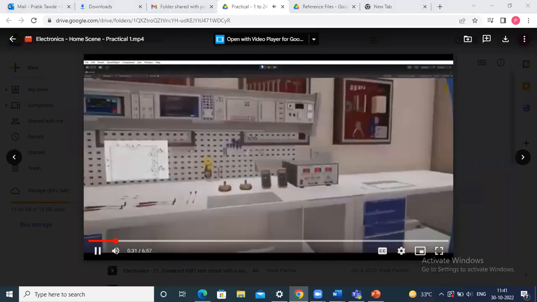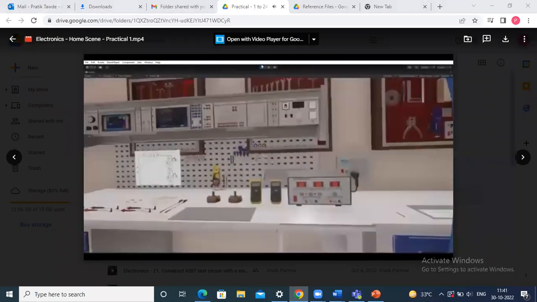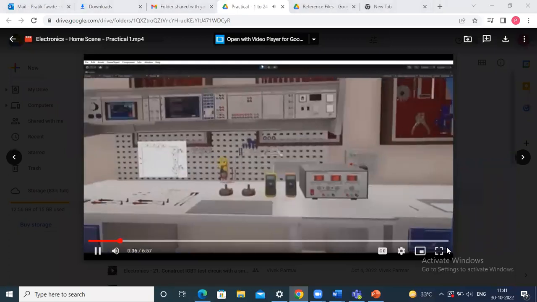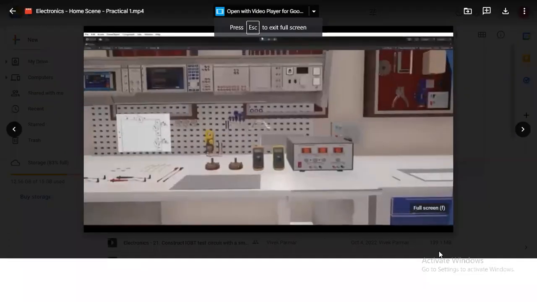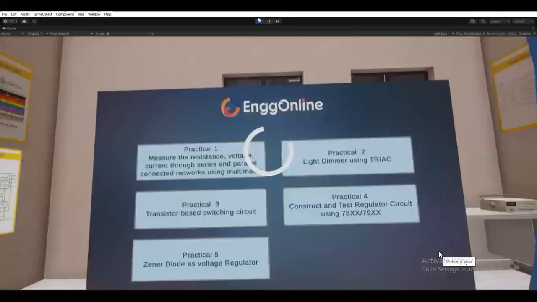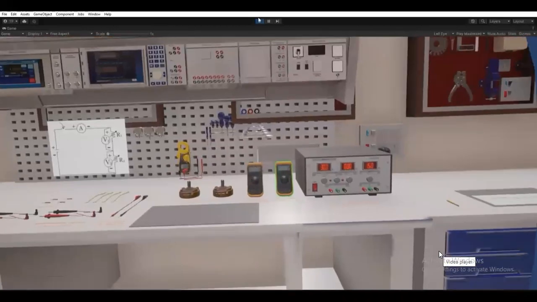Regulated power supply 0 to 30 volts DC, 2 ampere. Voltmeter, suitable voltage range 0 to 20 volts. Ammeter, suitable current range 0 to 100 milliampere. Breadboard. Connecting wires as per requirement.